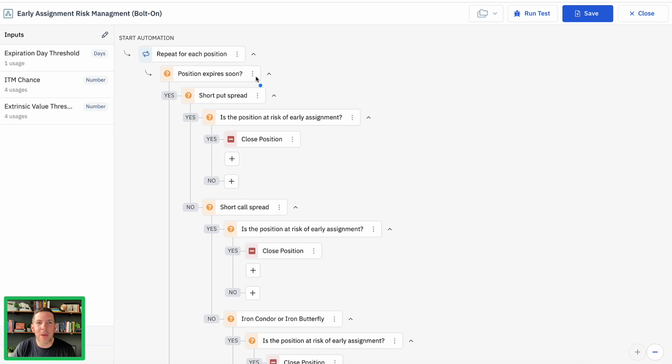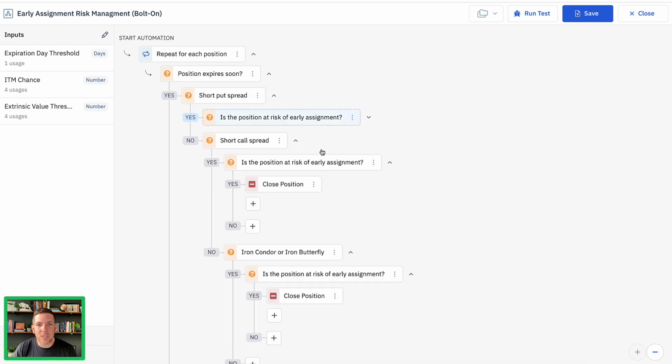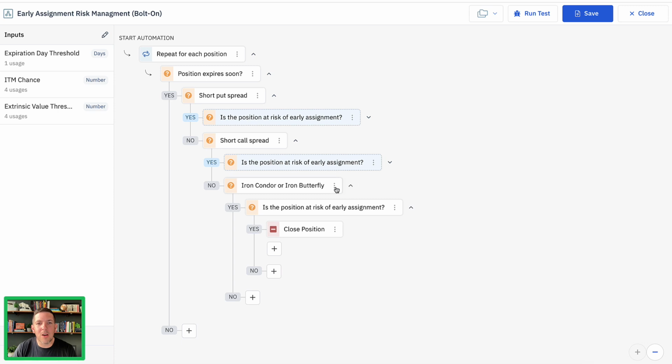Now let's assume it passes this, and the answer to that question is yes for some reason, right? Now the position's close to expiration. So now it's going to go through a series of questions, and those questions are going to be around what type of position it is. So in this case, it's going to say, is the position a short put spread position? If the answer to that question is yes, then it's going to go down this path and evaluate a short put spread. If it's not a short put spread, it's going to ask, is it a short call spread?